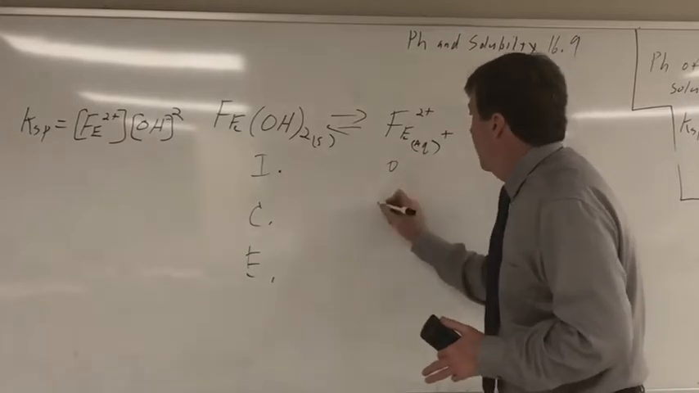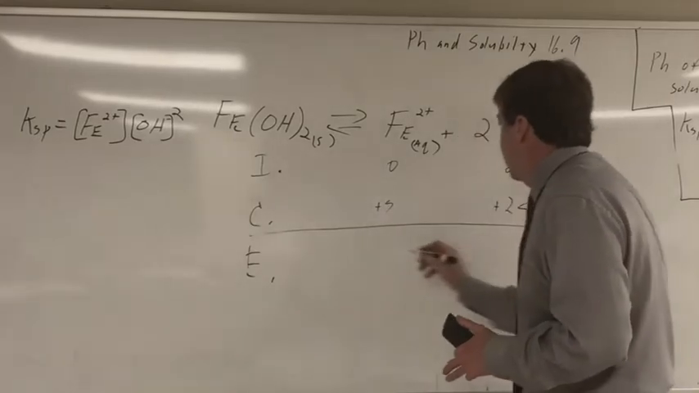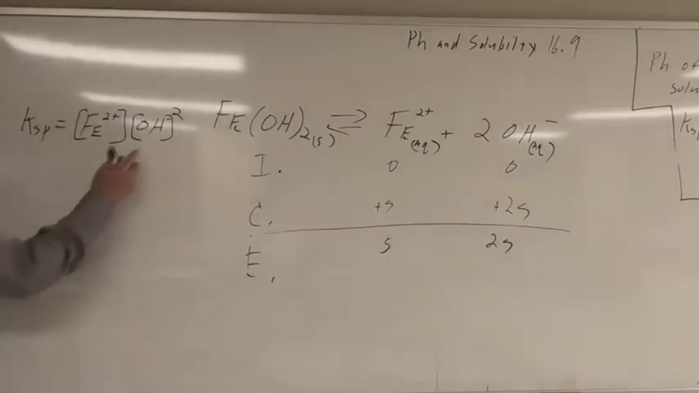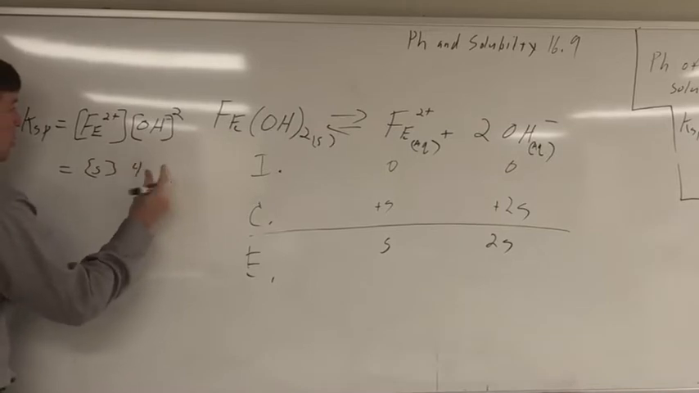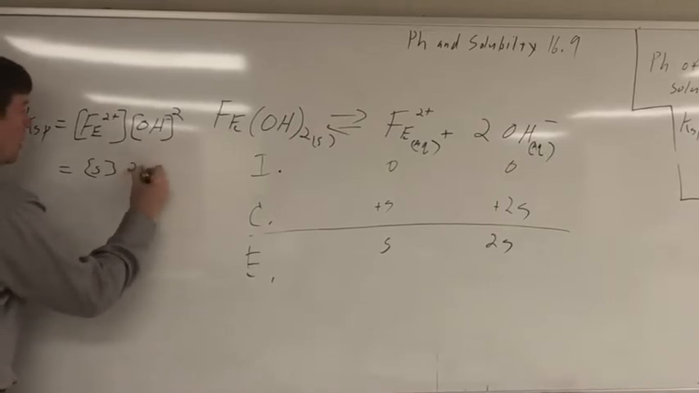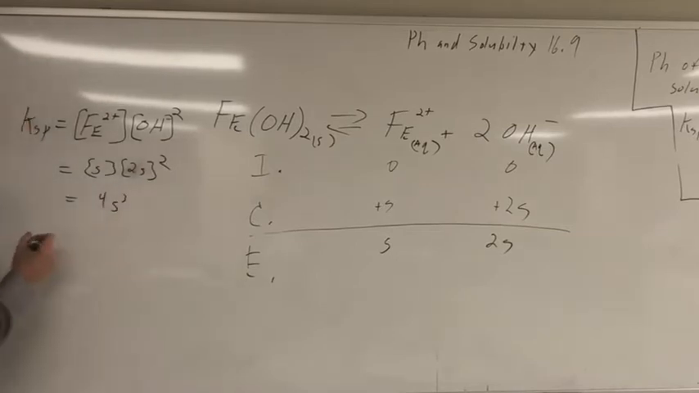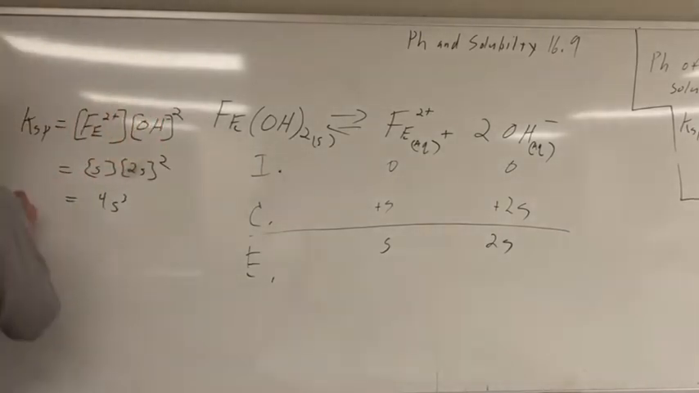Anyway, let's go initially here. We're at 0, that's got to be plus S. That's got to be plus 2S at equilibrium. Obviously, again, S and 2S here. Let's plug in these S values here. And again, we're going to get this situation. So we want to show our work here. And we're going to have 4S cubed equals the KSP. The KSP value is 1.6. Is there another digit over there? 1.60 times 10 to the negative 14.